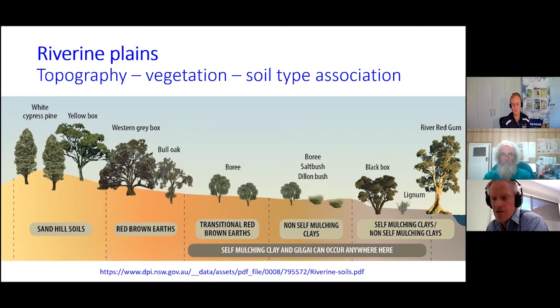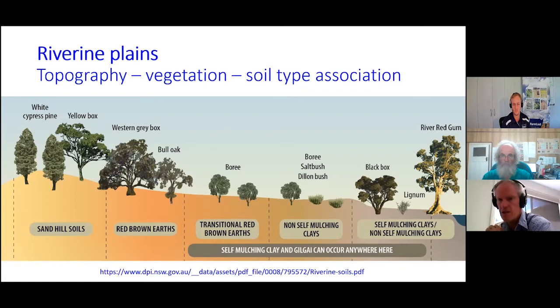That's a generalisation. Generally, those self-mulching clays are calcium-dominated clays or calcium parent material, as opposed to the non-self-mulching clays, which will be the sodic type parent material. They're what's called 2-1 clays. They're highly shrink and swell, and so those self-mulching clays are good summer cropping soils. They've got good structure.